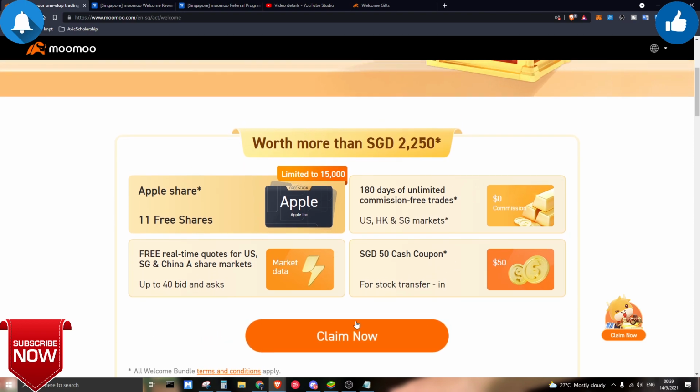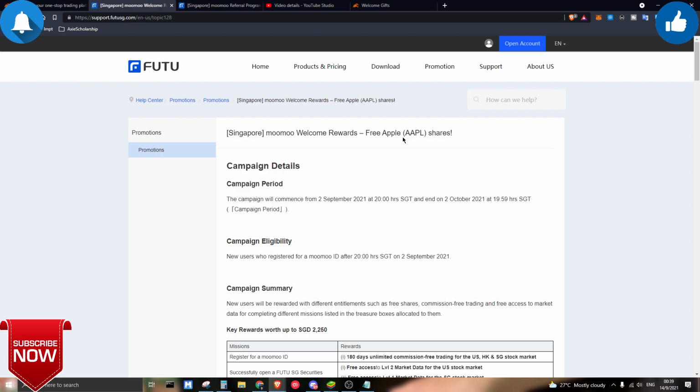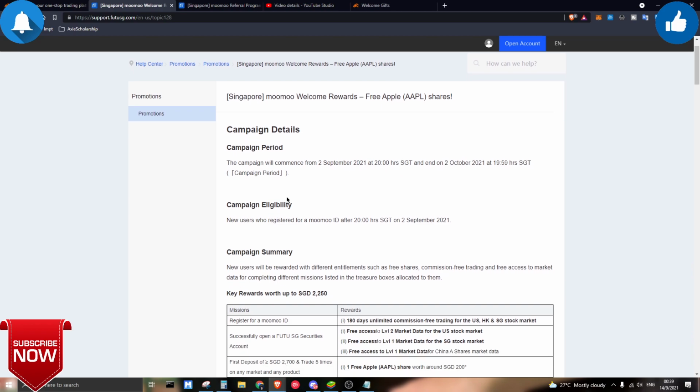Right now we're going to jump into how to get your first Apple stock, and then you can get your free 10 Apple stocks, basically 11 in total. Over here we're going to head over to the moomoo welcome bonus, the free Apple shares. You can see the promotion is going to end on the 2nd of October, and it is only for new users who have registered after the 2nd of September.